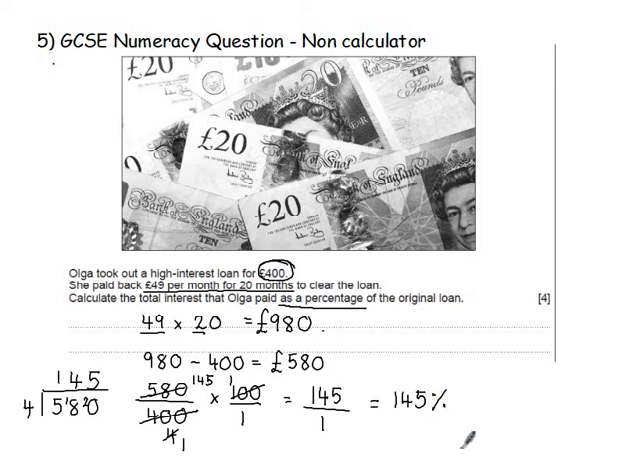145%. Now don't panic that your final answer has come out over 100%. Because Olga had to pay back so much money, it was a really significant change. So the percentage is going to be really high, and you can have a percentage change higher than 100.